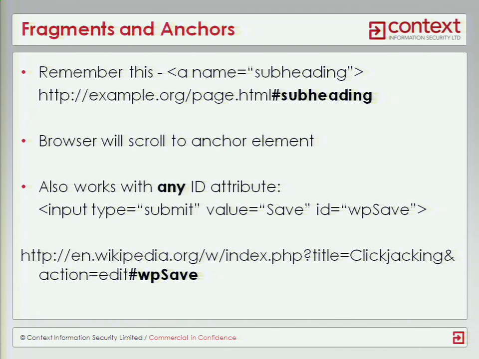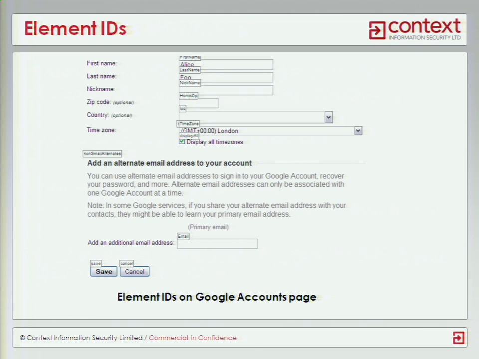Although lots of web pages don't use a name tag, most web pages have elements with ID attributes, and we can also use ID attributes to scroll down to a particular element. This is an example from the Google accounts page. Each of those little boxes you see is an element that has an ID. So we can use this method to target any of these elements without necessarily knowing where they are on the page.